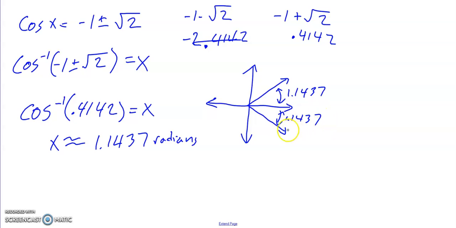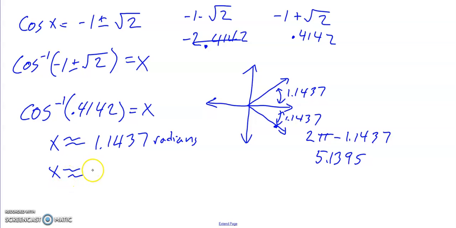Well, how are we going to find that value? Since we're doing radians, to find out where I am on this one, I'm going to do 2 pi minus 1.1437 radians, and that is going to give me 5.1395. So x is also about 5.1395 radians.